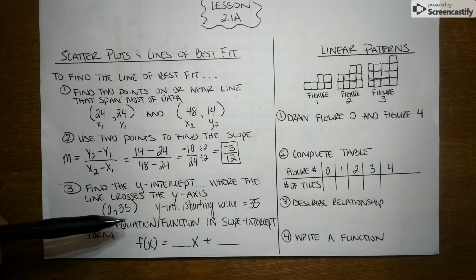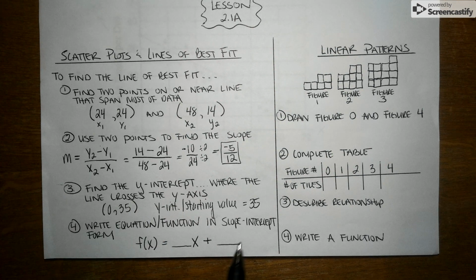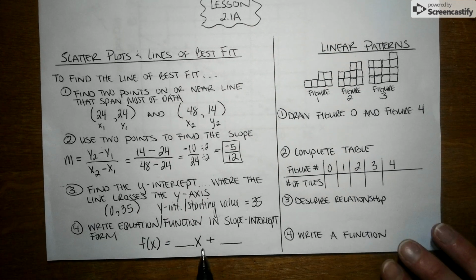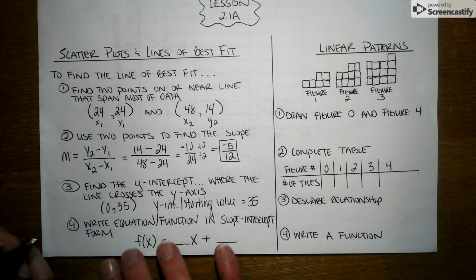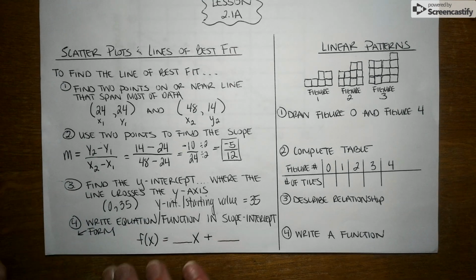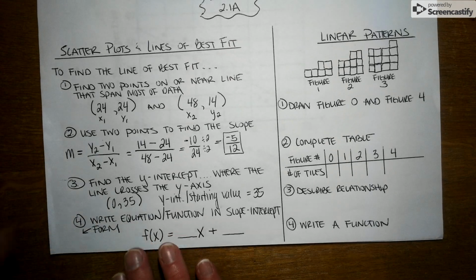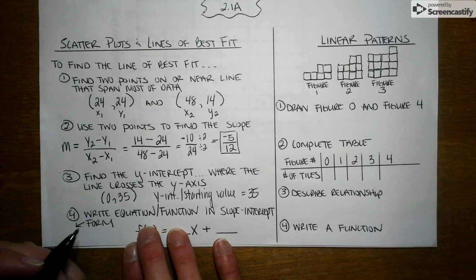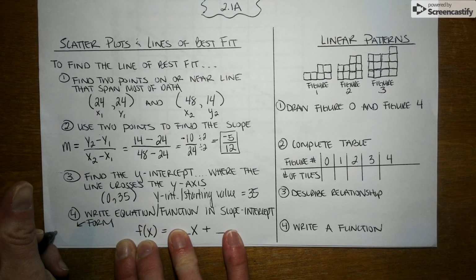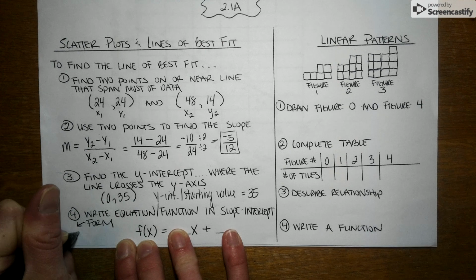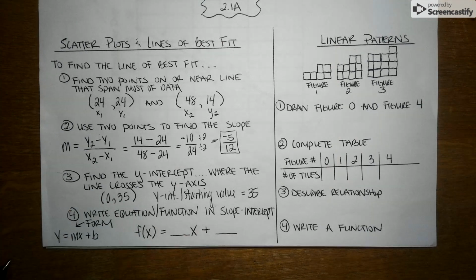So in order to write my equation or function, it needs to be in slope-intercept form. So what that means is, if I write off to the left here, what you've learned in the past and what you should have learned in your 8th grade math curriculum is that slope-intercept form is always y equals mx plus b. M is always your slope, and b is always your y-intercept, or your starting point.